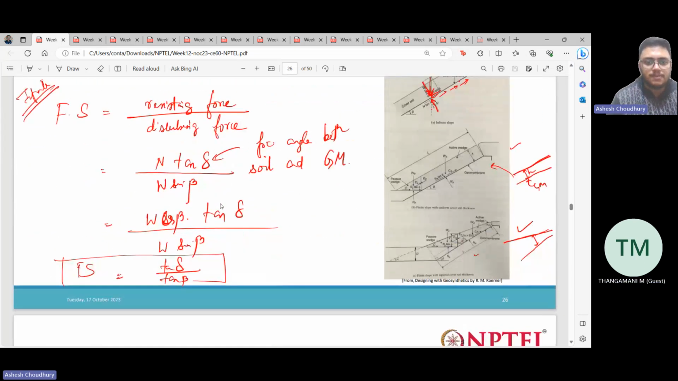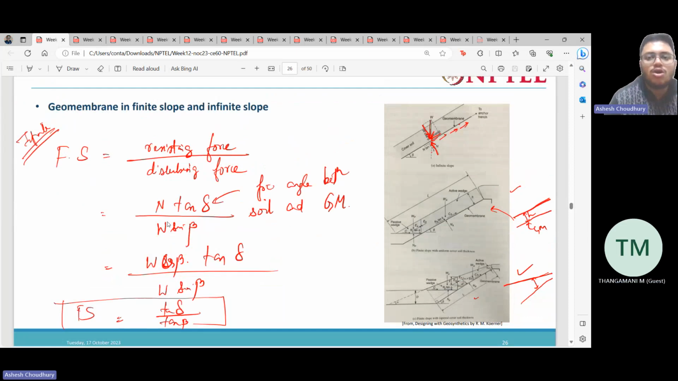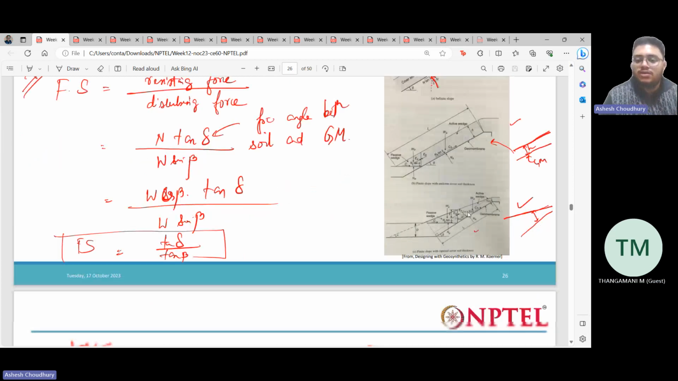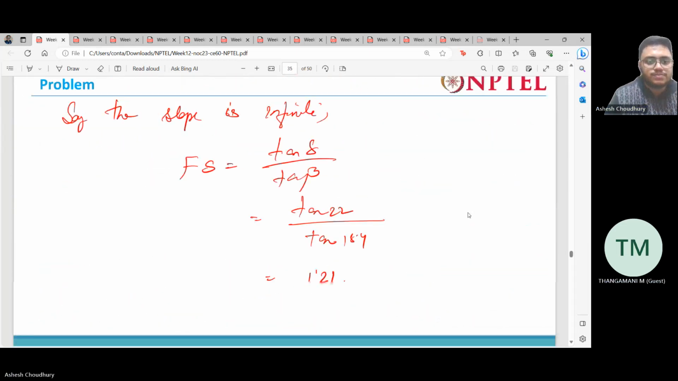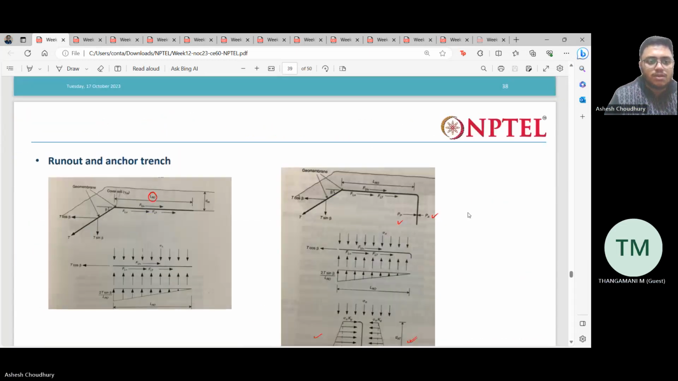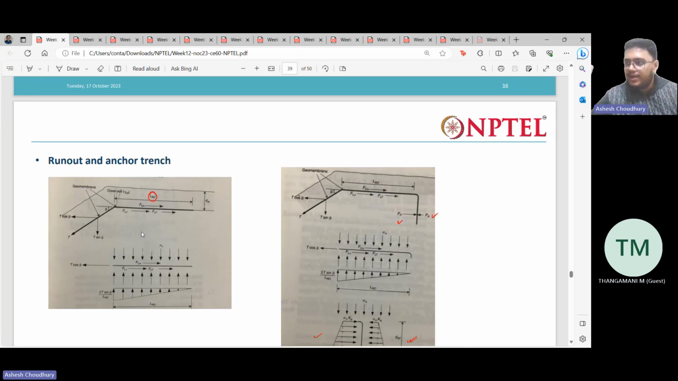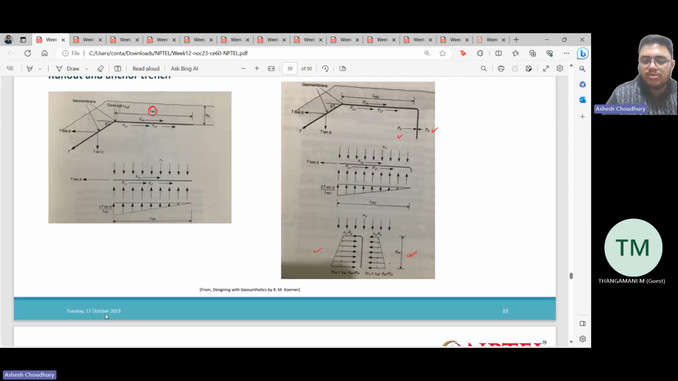I won't go again. Then we saw the steps to determine the factor of safety of a slope where a geomembrane is provided. We saw that for infinite slopes, finite slopes with uniform cover, and then with tapered cover. All the things we saw. I gave you all the formulas and how to calculate. Then at last we saw the run out and anchor trench. How much run out length should be provided, and if you are providing an anchor trench, what should be the depth of the trench? That we saw how to calculate all these things.